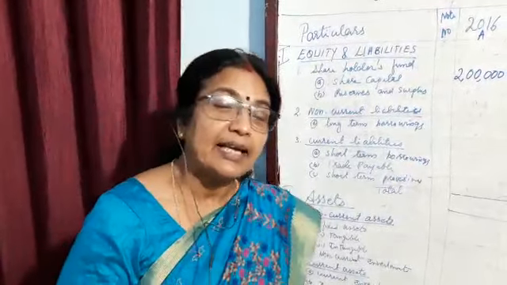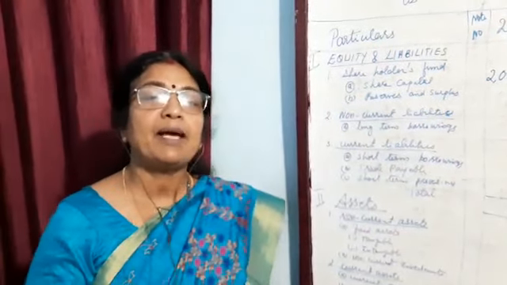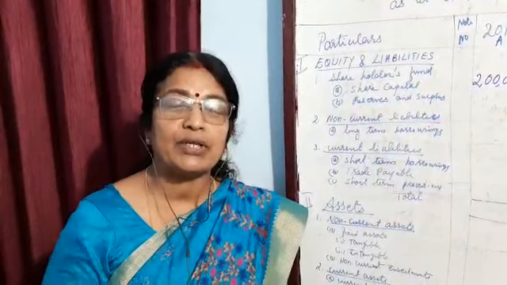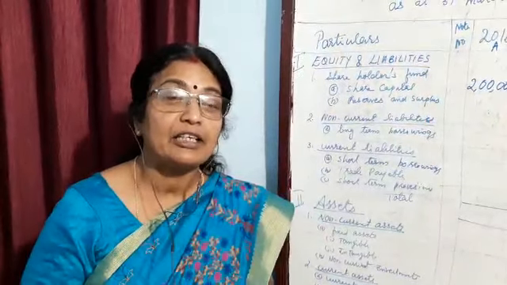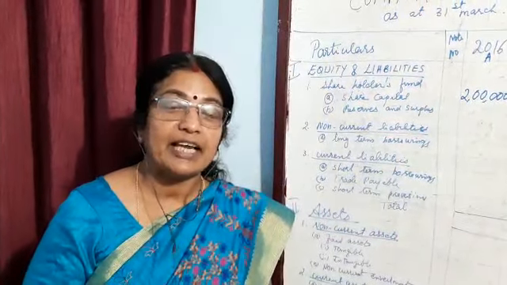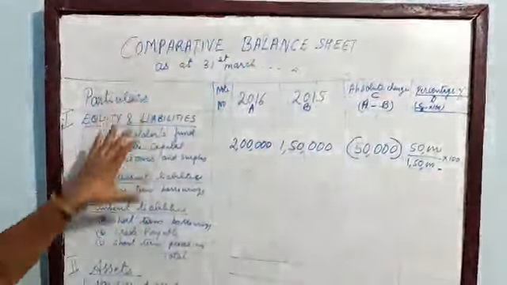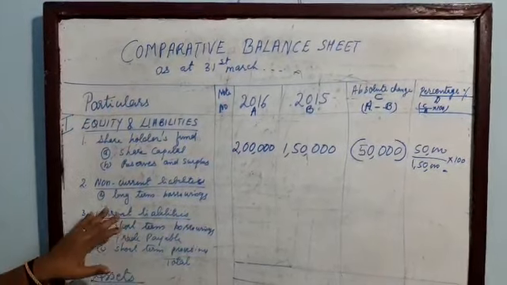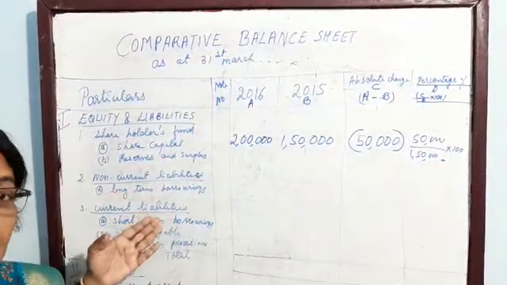In the comparative statement, the figures of 2 years are given side by side to compare. For any company or enterprise, we can understand the weak points, the strong points, the profitability, and the liquidity. The first format given is the comparative balance sheet. This is according to the company balance sheet; you learned the partnership balance sheet in the 11th standard.